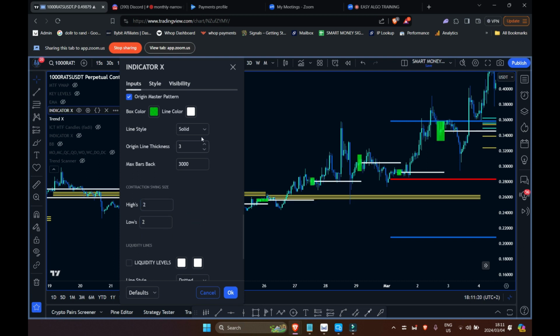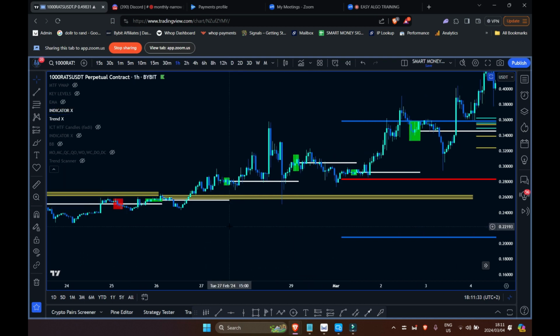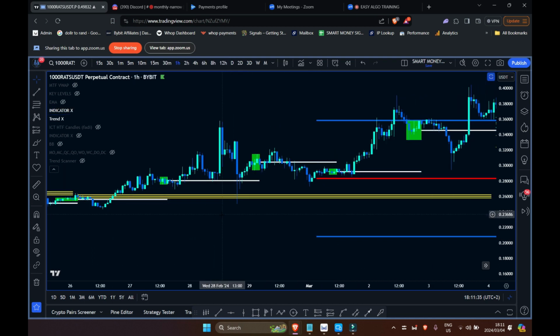So there you go. See, it's picking it up on a 2 contraction, but on a 3, it's not picking it up. Or a 4, it's not picking it up. Yeah, so it looks like it's a 2. There you go. Okay, thanks a lot. Yeah, no problem.